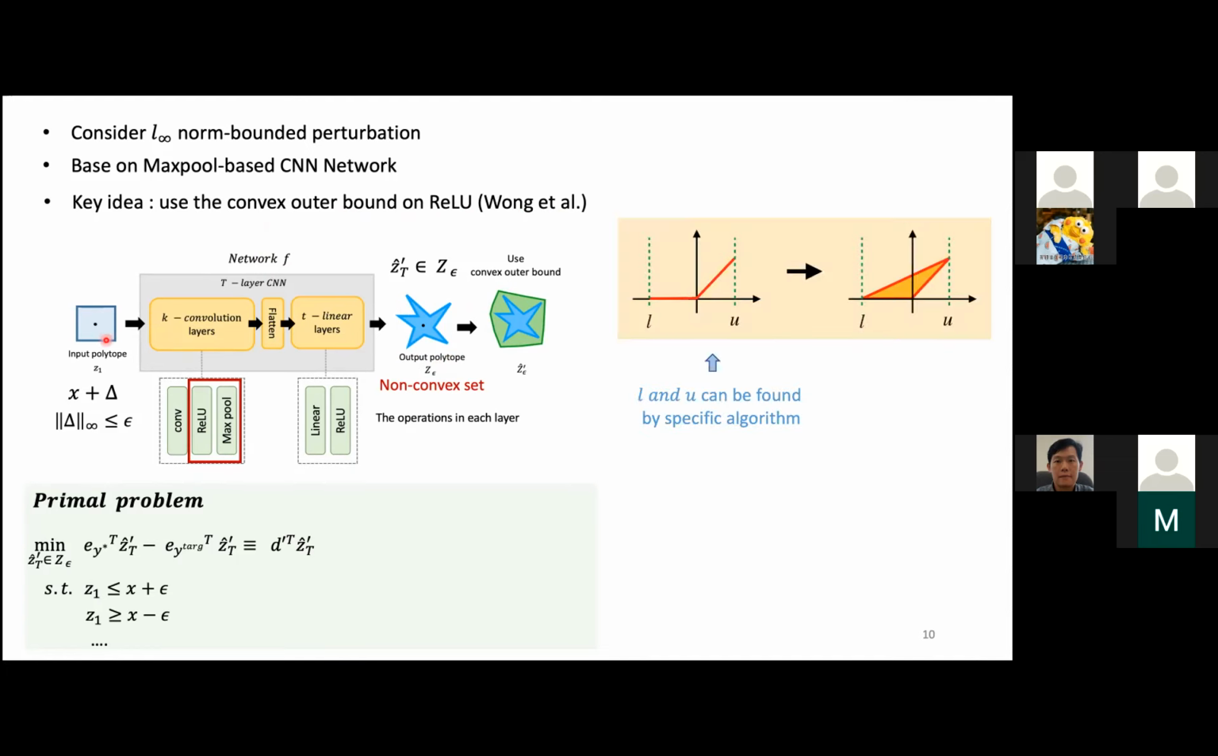So first, let's review that because the input polytope is a bounding set, it implies that the output polytope after each operation is also a bounding set. So in each dimension of the output polytope, we know that it has an input region, and it may be described by the upper bound and the lower bound.